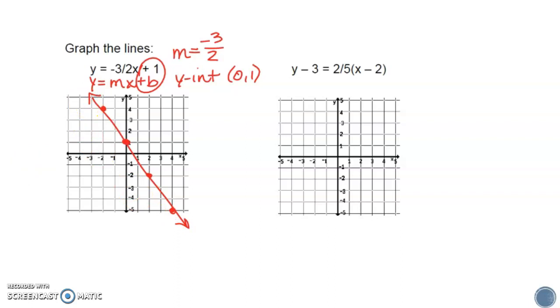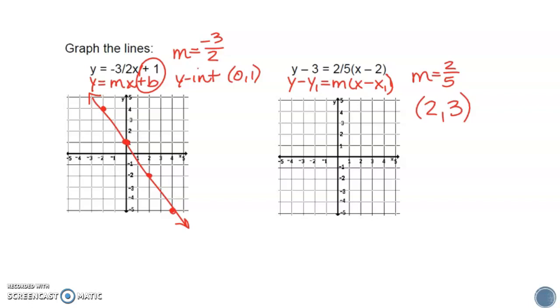For the second equation, take a moment to try and write point slope form underneath that equation and extract the two pieces of information that the equation gives. Pause the video. Once you've written the point slope form underneath that equation, you can pick out that the slope is 2/5, but the point that you can extract from that equation is 2, 3.